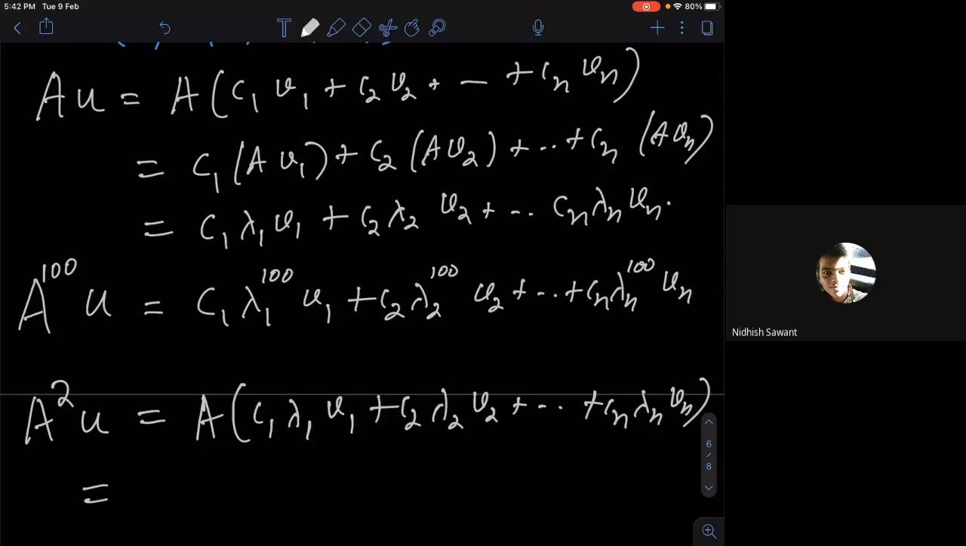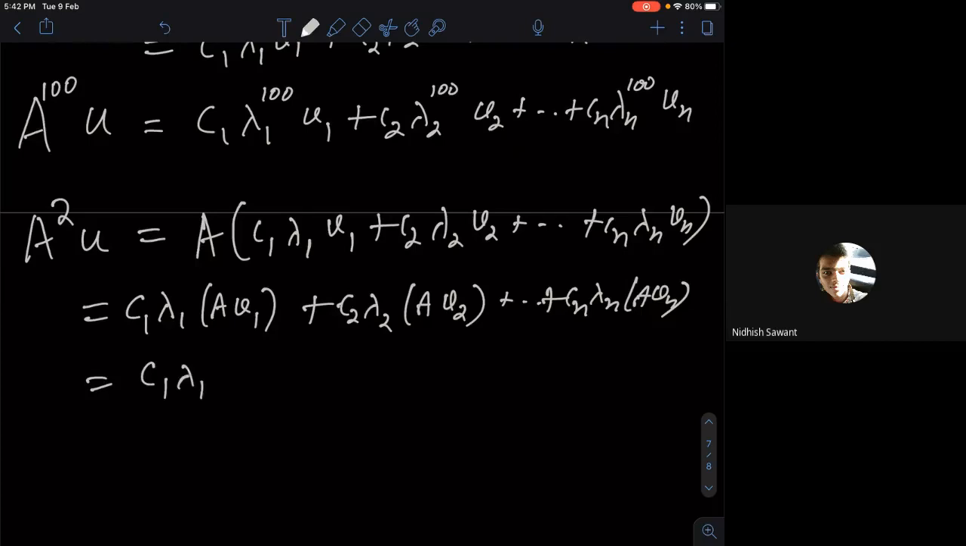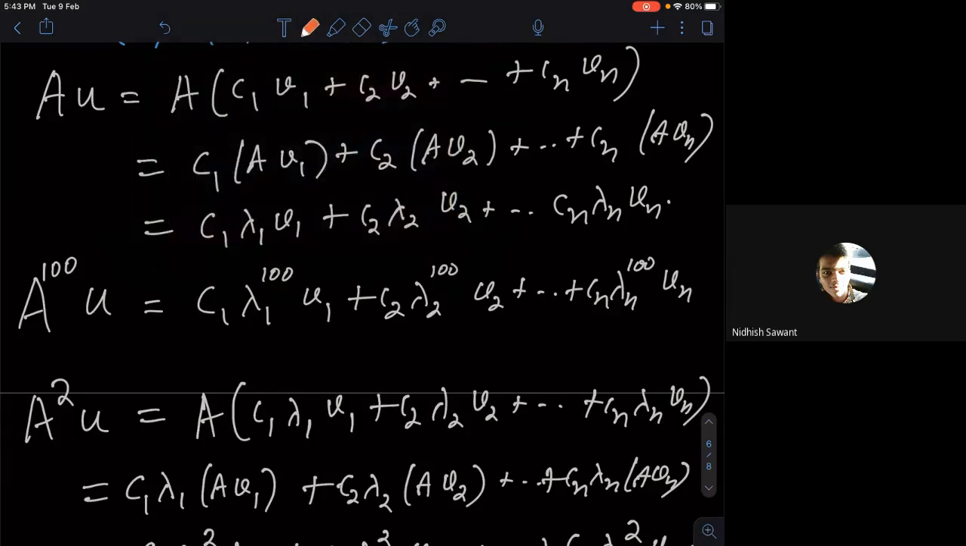And if I open that bracket, C1 and lambda 1, I can take it outside, and then I have A V1 plus C2 and lambda 2, I take it outside, and then A V2 plus up to Cn and lambda n and A Vn. Right, this gives me C1 lambda 1 square V1 plus C2 lambda 2 square V2 plus up to Cn lambda n square Vn, right? Okay. So this much is good. And so this, okay, now coming back here, why is this method now better?